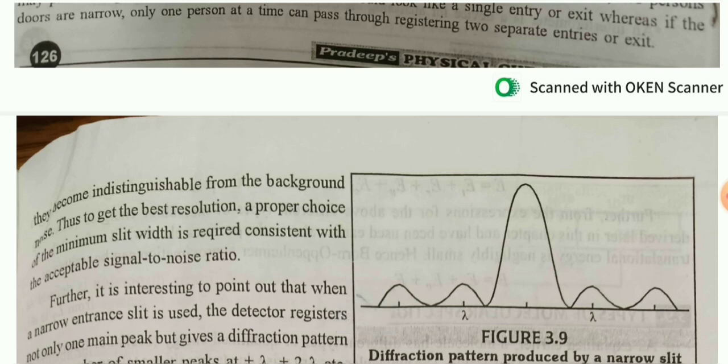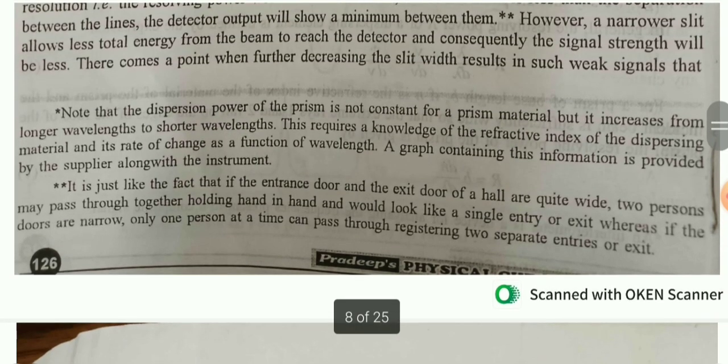Thus, to get the best resolution, a proper choice of the minimum slit width is required, consistent with the acceptable signal to noise ratio. Note that the dispersion power of a prism is not constant for a prism material, but it increases from longer wavelength to shorter wavelengths. This requires a knowledge of the refractive index of the dispersing material and its rate of change as a function of wavelength. A graph containing this information is provided by the supplier along with the instrument.